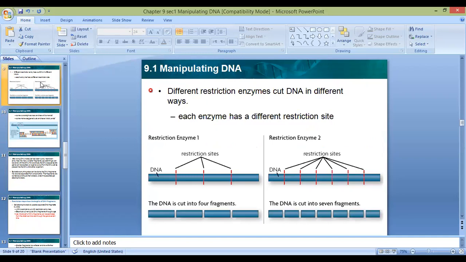ليش عملنا cutting? To study some genes, to use some genes. طيب أعطوني examples for the uses of the DNA after cutting it. عملنا له cutting. يلا. Who can tell me some examples? Yes يا محمد.